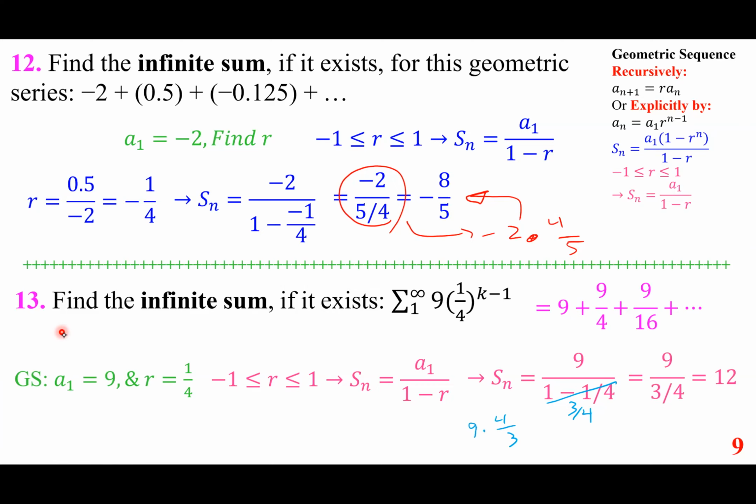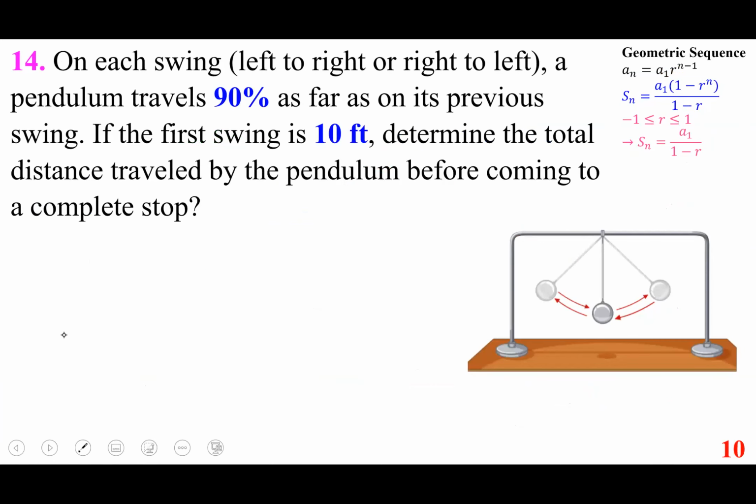Let's look at some applications. On each swing left to right or right to left, a pendulum travels 90% as far as on its previous swing. If the first swing is 10 feet, determine the total distance traveled by the pendulum before coming to a complete stop.